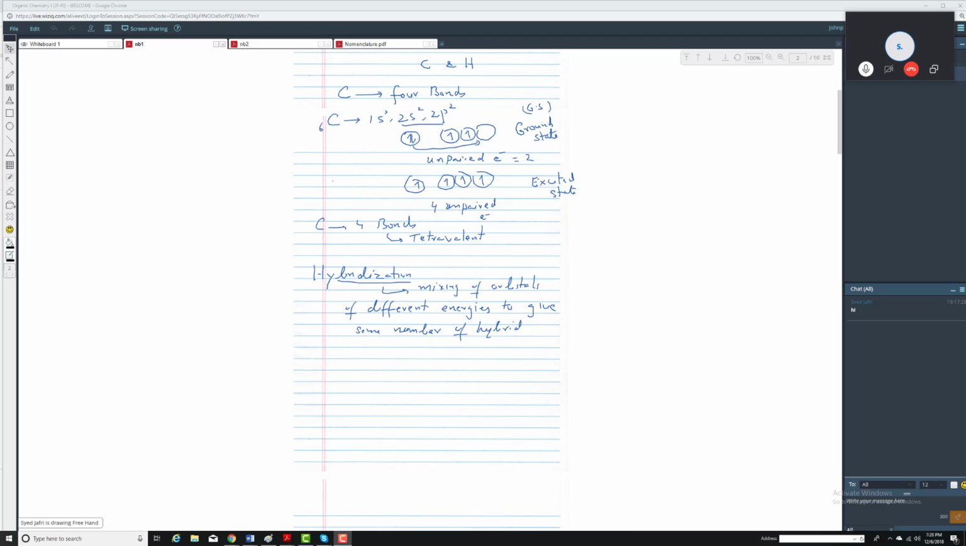Hybrid orbitals are orbitals of equal energies. What it means, let me explain this thing. I don't want to jump ahead, so let me revise those things first for organic chemistry.